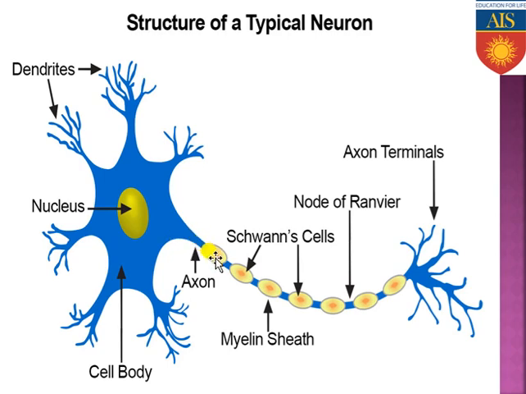Due to the presence of the myelin sheath, the conduction of the nerve impulse through this kind of neuron will be faster than in those neurons which do not have the myelin sheath, which are commonly known as non-myelinated fibers.